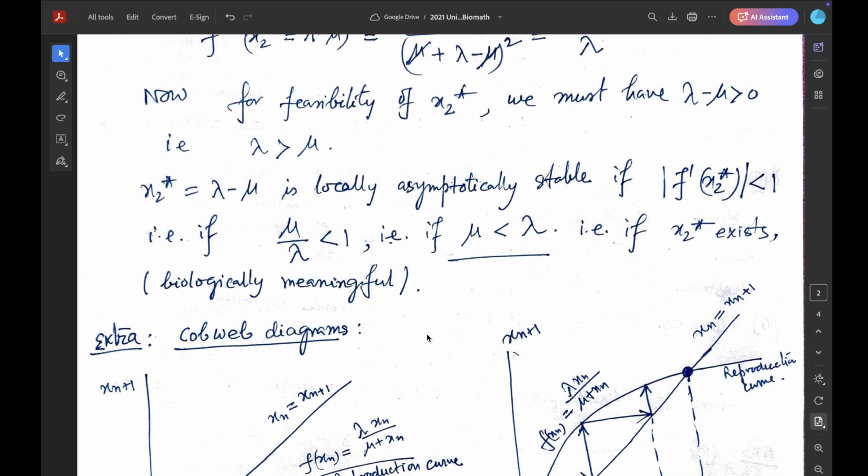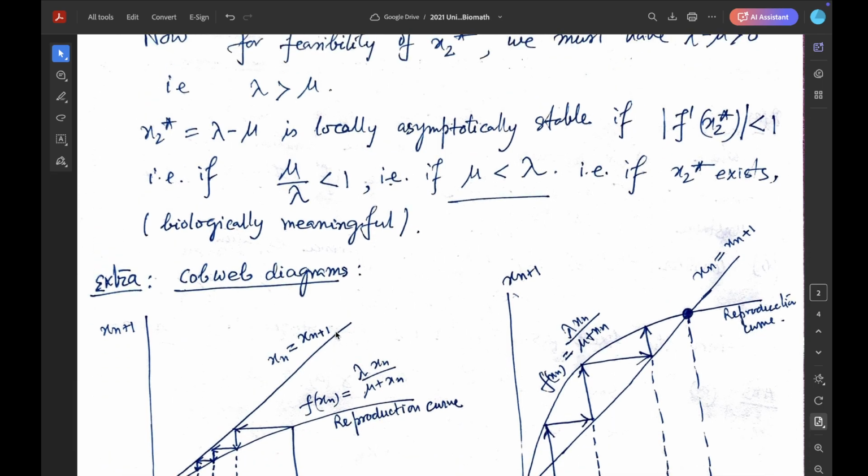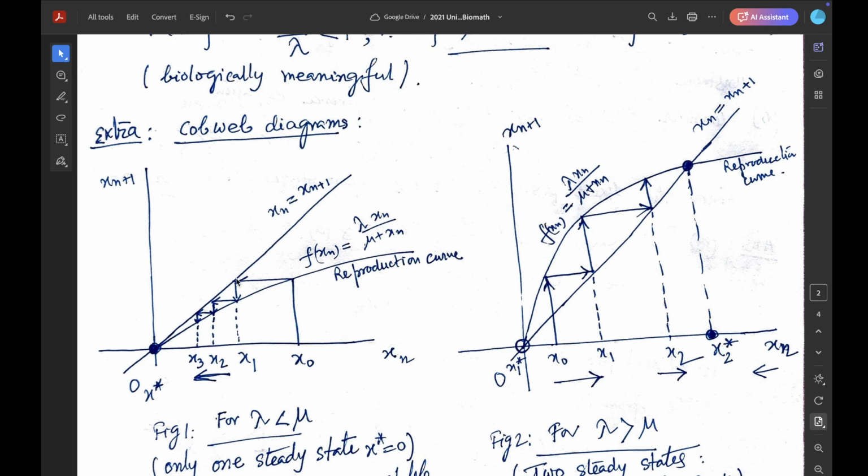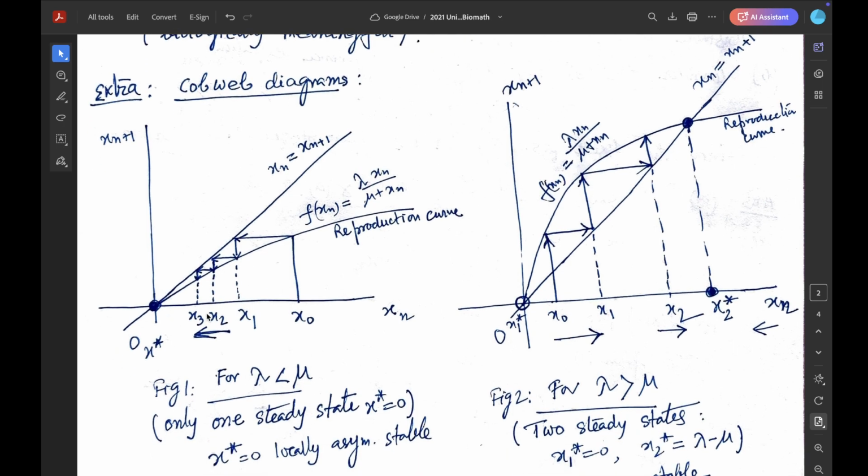Alternatively, you can find this by cobweb diagrams for the stability analysis. This is the diagonal x_n = x_{n+1}, and this is the reproduction curve f(x_n) = lambda x_n by (mu + x_n). When lambda is less than mu, this horizontal axis is the x_n axis and this vertical axis is the x_{n+1} axis, and the diagonal and the reproduction curve intersect at the origin. So there is only one equilibrium point.